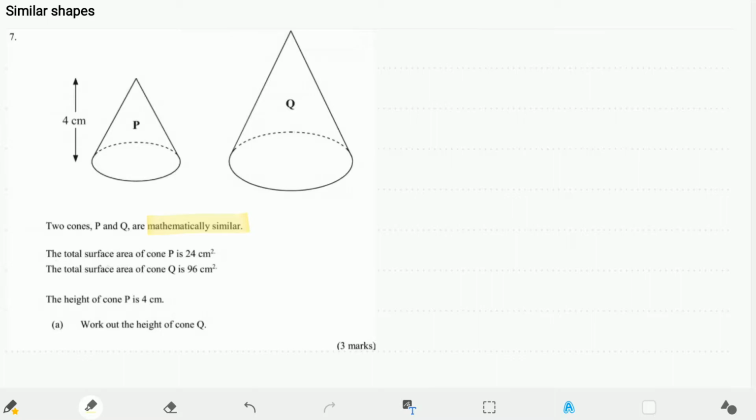The total surface area of cone P is 24 centimeters squared. All right. And the total surface area of cone Q is 96 centimeters squared. The height of cone P is 4 centimeters. Work out the height of cone Q. So all of this information is really important. We are already given the height over here, and we are trying to work out the height of cone Q. All right, so let's see what we can do.